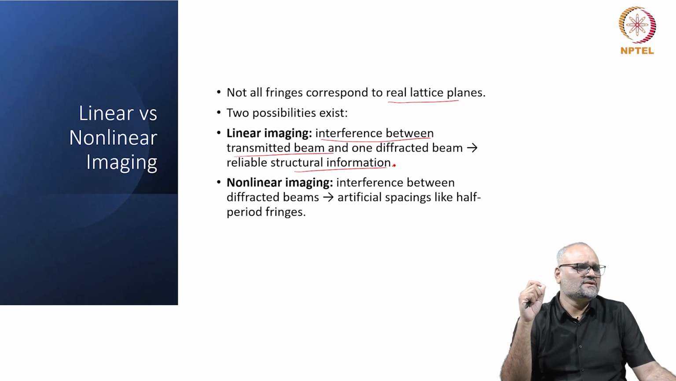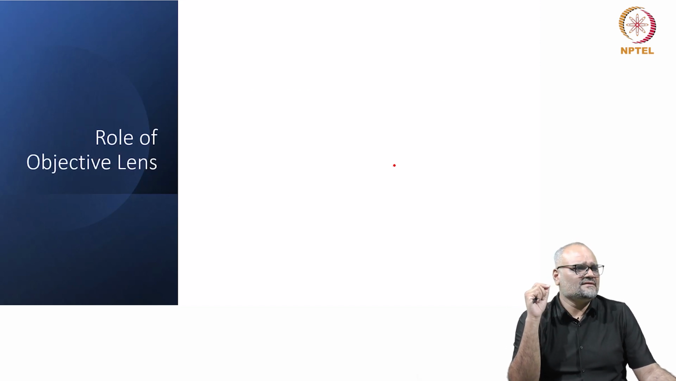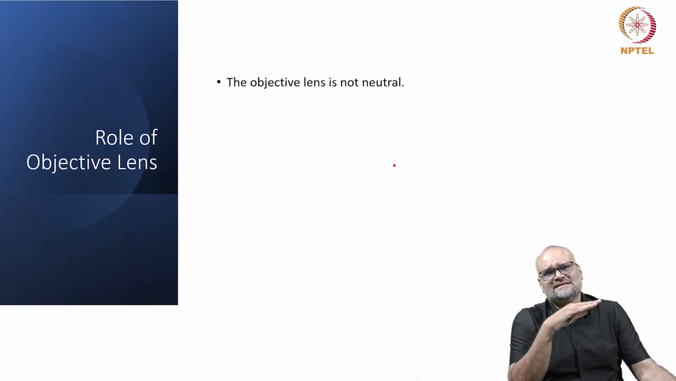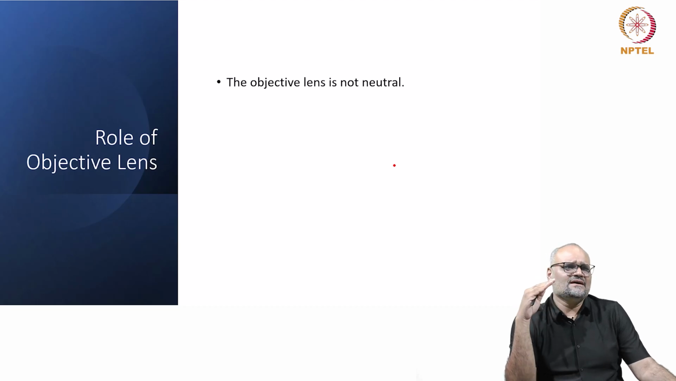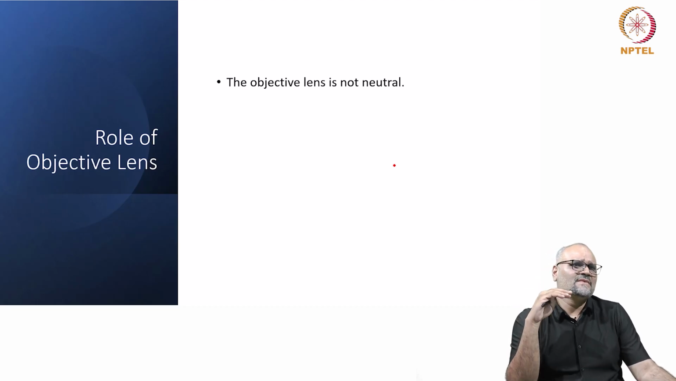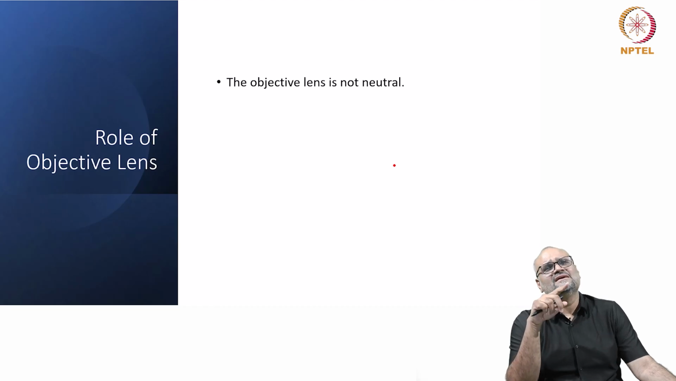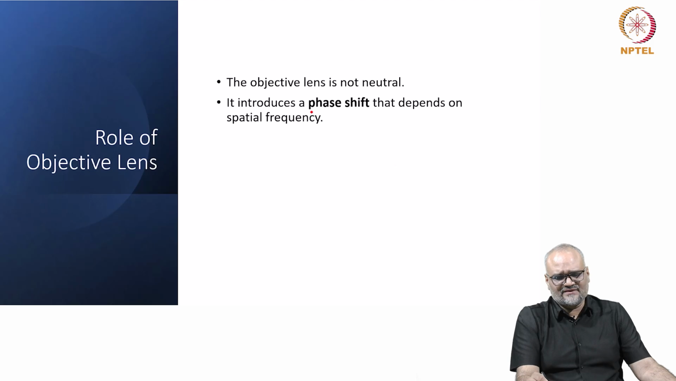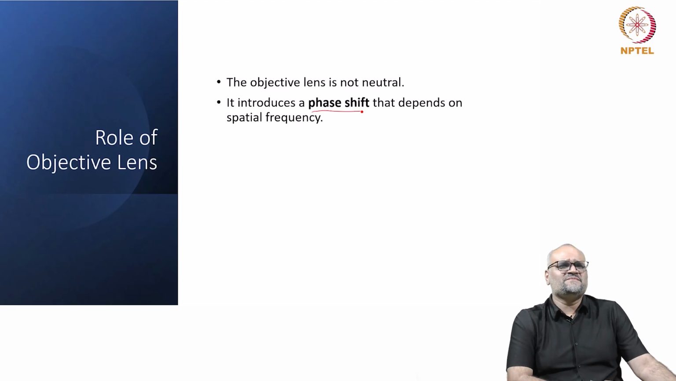So, let us try to understand the role of the objective lens again. The objective lens is non-neutral. It introduces some kind of phase change to the electron wave that is propagating through the lens. But we saw that within the weak phase object approximation, the amplitude remained more or less unity. So the amplitude did not change, but the phase changed significantly. That is why we were largely focusing on the phase part of the aberration function earlier. So the phase shift that the lens introduces depends on the spatial frequencies.